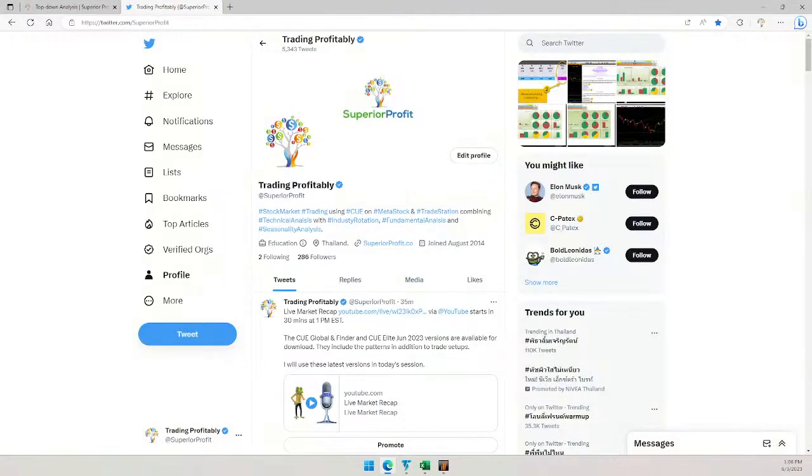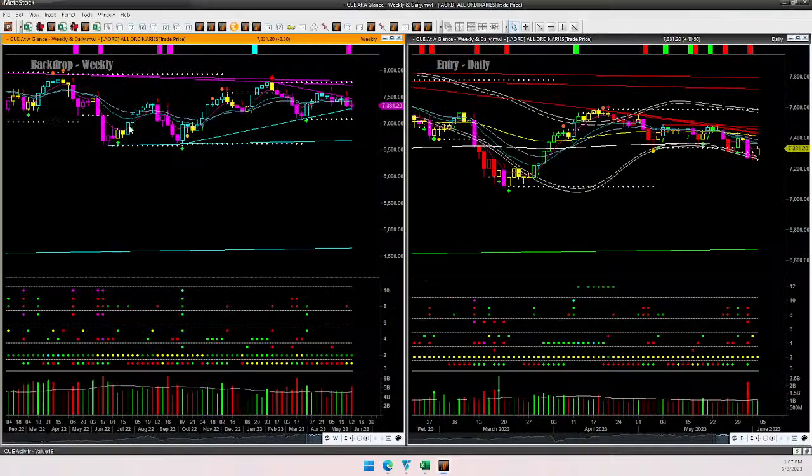Let's close this. Let's now continue with the live market analysis, starting with a look at the global markets. First, a look at Australia's all ordinaries.